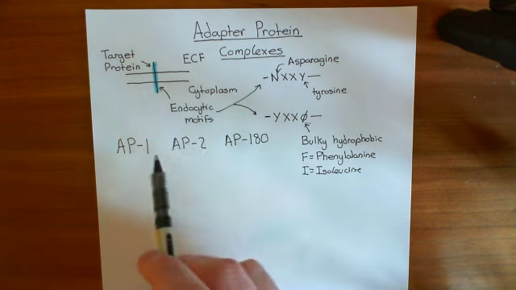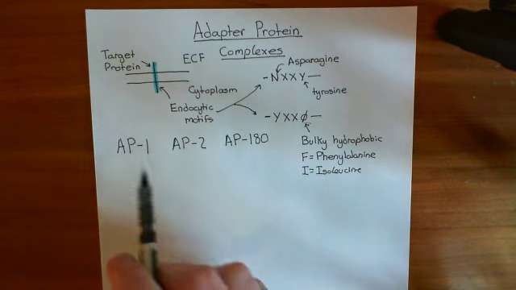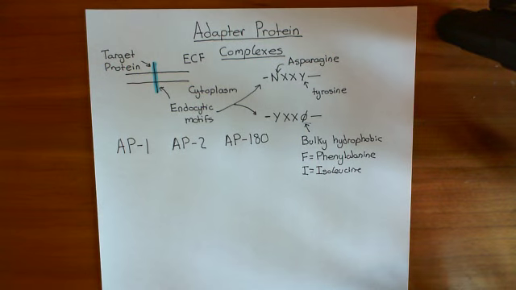I assume 180 has something to do with its molecular weight. I don't think they went through in chronological order. I don't think there's quite 180 of these things. So I think the 180 there is to do with the number of kilodaltons that it is, rather than what order it was discovered in.